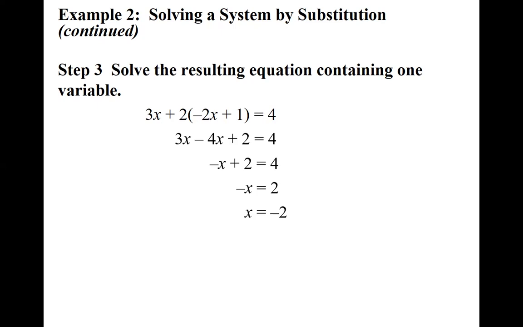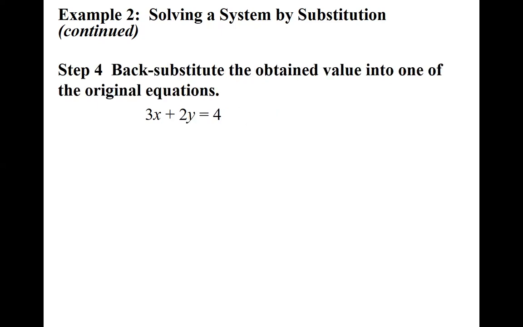We're not done, though. We've only found x. So we're going to take that x equals negative 2, and we're going to back substitute it into one of the original equations. Here we have 3x plus 2y equals 4. Plug in that negative 2 for x. That gives us negative 6 plus 2y equals 4. Add 6 to both sides, 2y equals 10. Divide both sides by 2, and we get y equals 5.